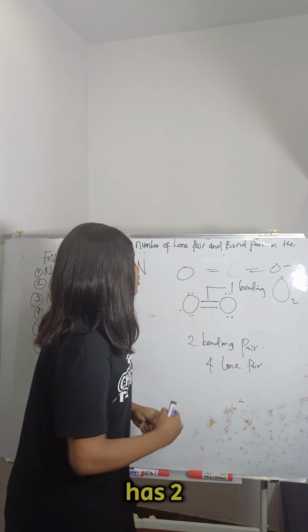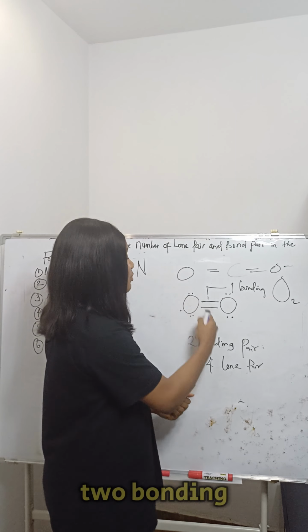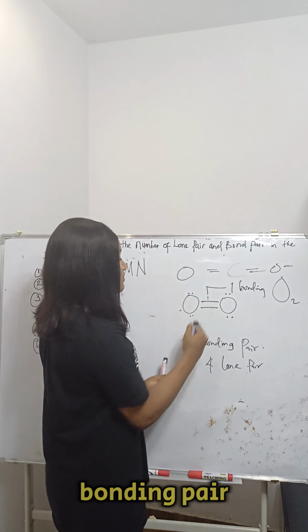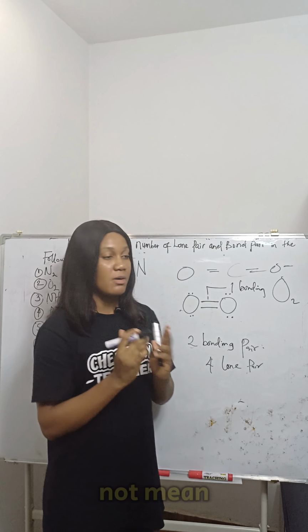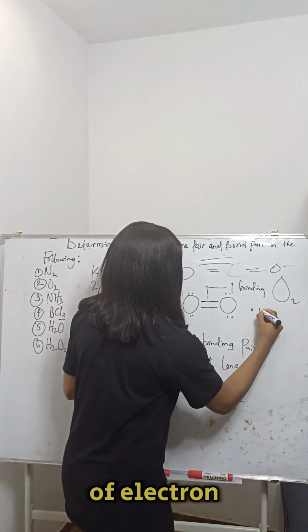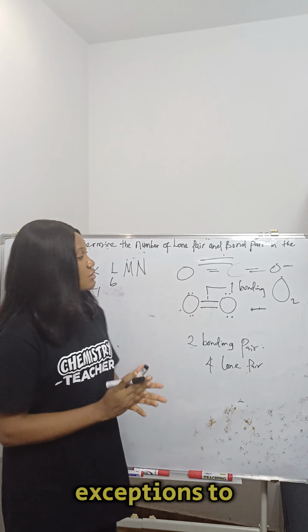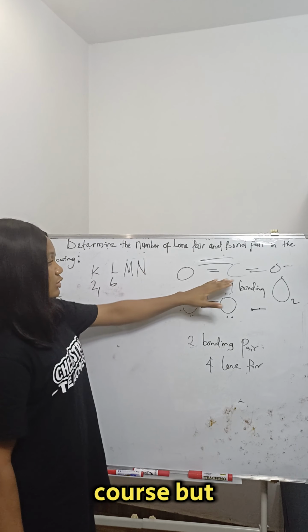Now, this has 2 bonding pair. Hope you get that, right? It has 2 bonding pair. We cannot say this has 1 bonding pair. No. The bonding pair does not mean this as a bond. The bonding pair means the pair of electrons involved in bonding. Yeah, there are exceptions to this, of course, but not this.